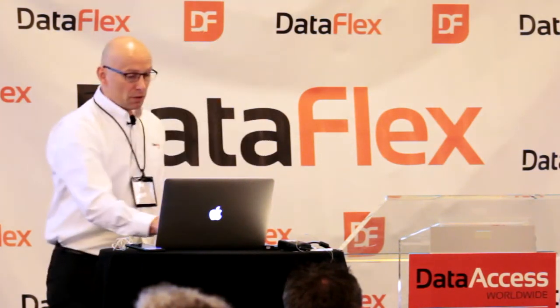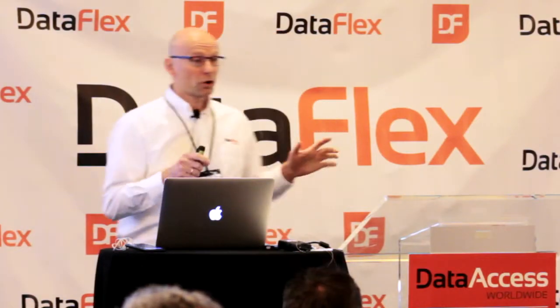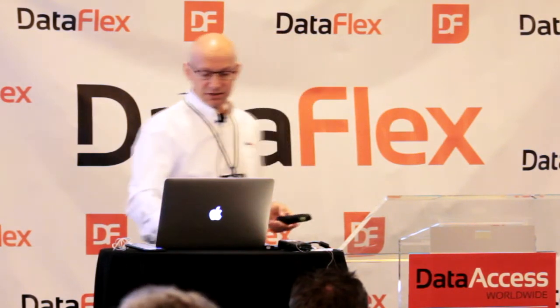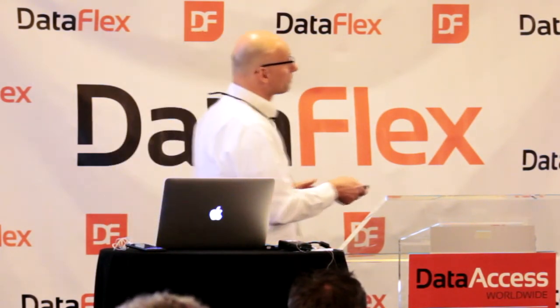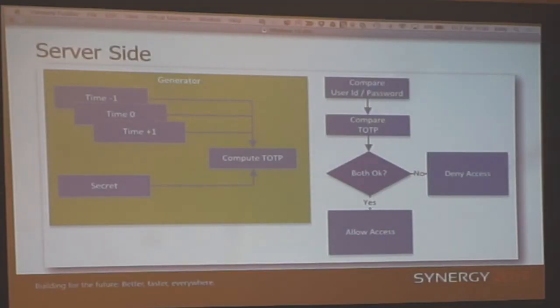On the client side, you need a generator that takes the time, takes the secret, and combines that into a new code. This is the code that it's generating. You type in that code in the login dialog on the server. Somebody adds it there. And then on the server side you do the same thing. You take the time, take the secret, compute the code, and compare the two. If they're equal, you allow access. If they're not equal, you deny access. Basically, that's how it works.